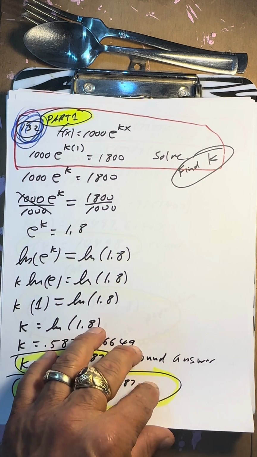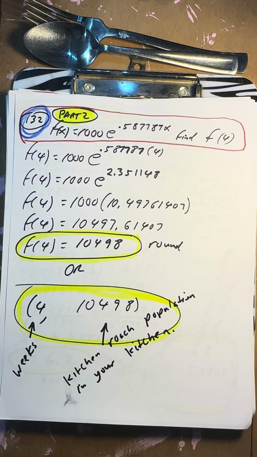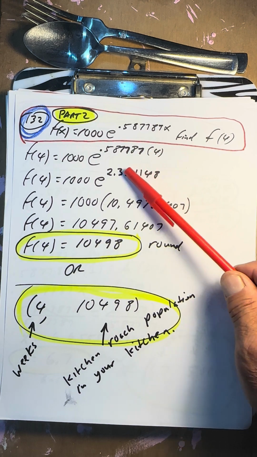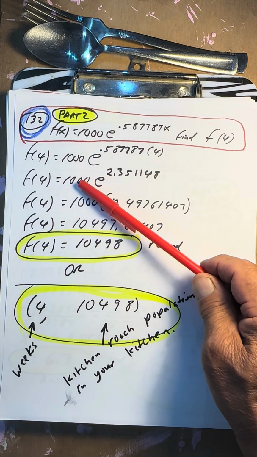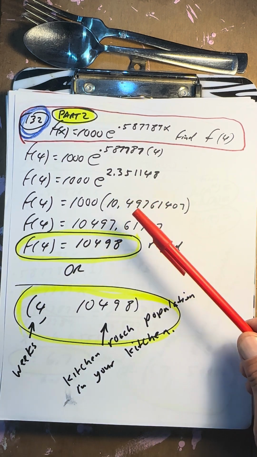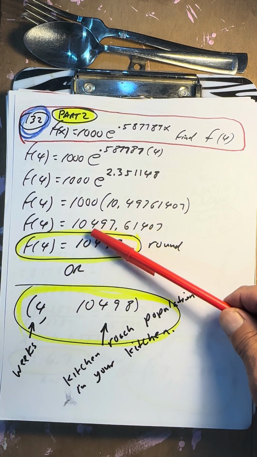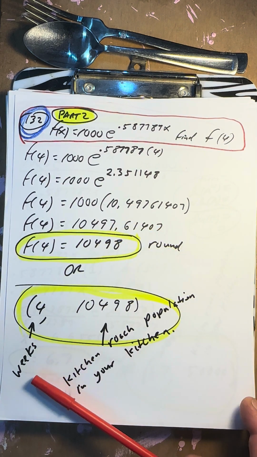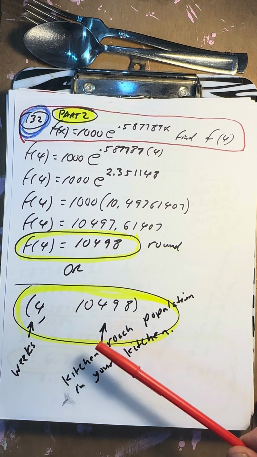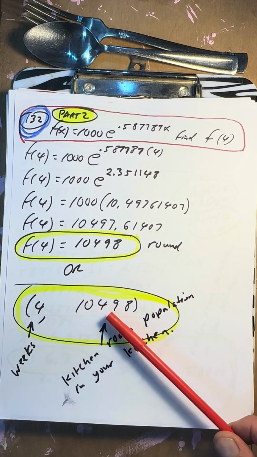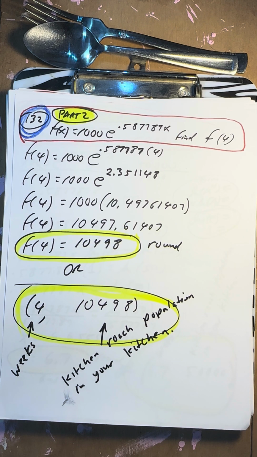So now let's use it for the next part. Part 2 says, what is f of 4? So put a 4 there. 4 times this is this number. So 1,000 times e to the power of this is going to give you this answer. So now it's going to be 10,497 or 98 rounded. So 4 weeks, what happened? Your 1,000 population of kitchen roaches became 10,498 kitchen roach population in your kitchen, of course.